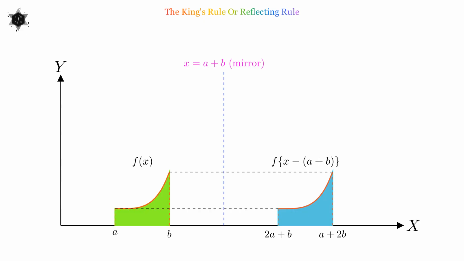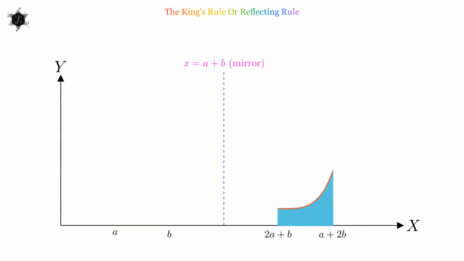Since the two shaded areas are equal, let's take the right area and reflect it about the mirror line, x equals a plus b. Let's remove the original curve on the left and its shaded area, since we no longer need them. Now let's reflect the right curve about the mirror line, x equals a plus b. This gives us the graph of f of a plus b minus x. And here is the shaded area under the reflected curve, between a and b, which is exactly equal because it originally came from a copy of f of x.